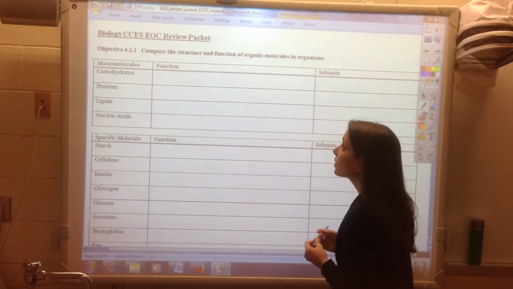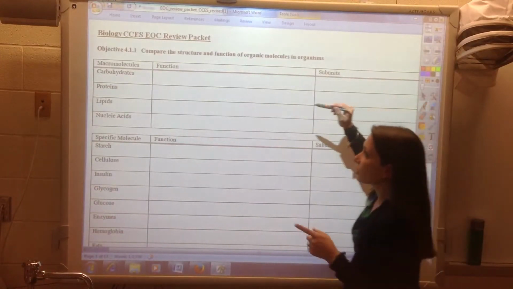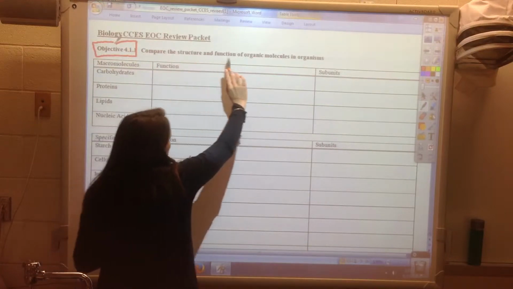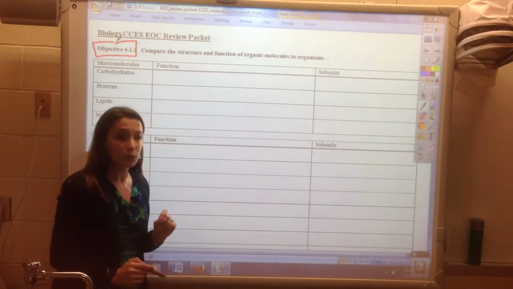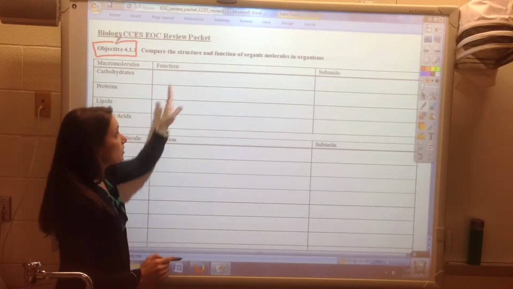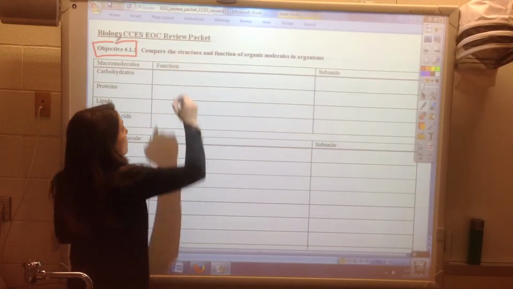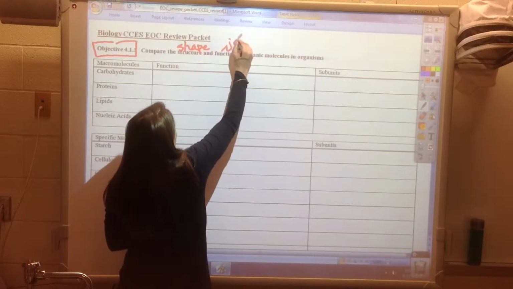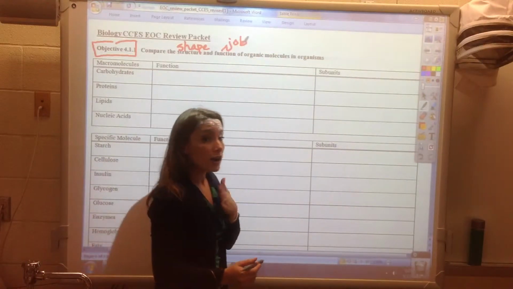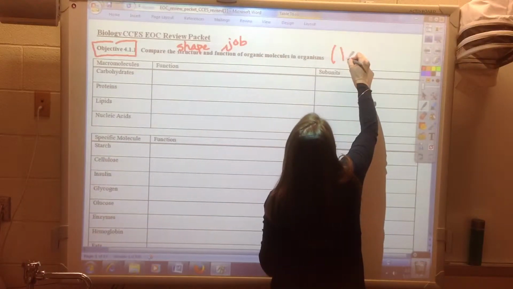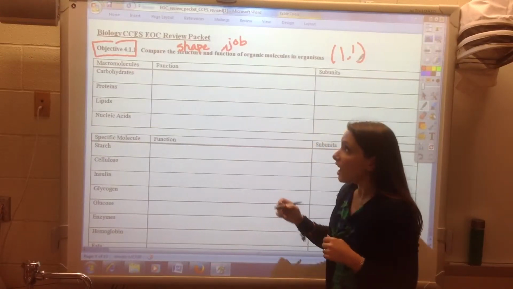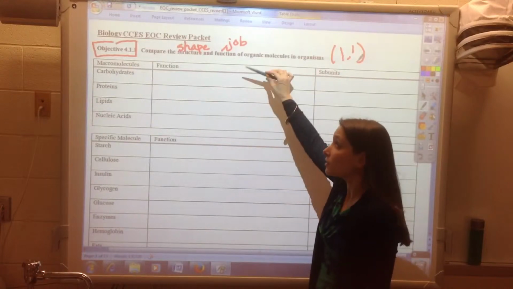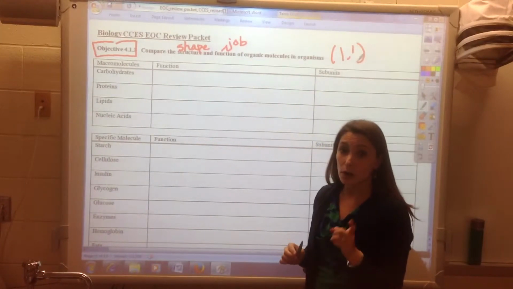the EOC. So when we look at this section, we do want to write, here it says objective 4.1, compare the structure and function of organic molecules in organisms. And so what is the structure, what is the shape, and what is the function, what is the job? In our handbook, this was section 1.1. Now I'm not going to tell you the functions. The functions are actually in your notes.